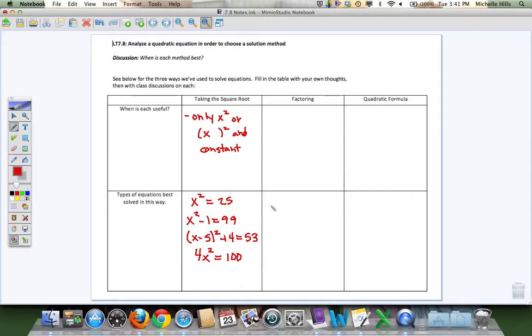Factoring. We factored things like x squared plus 4x minus 12 equals 0, or x squared minus 5x equals negative 6. What I notice about these is it has x squared, x, and constant, so it has all three terms.